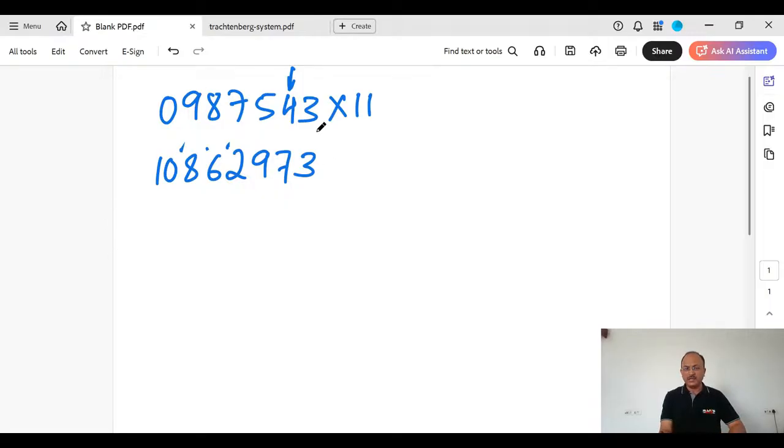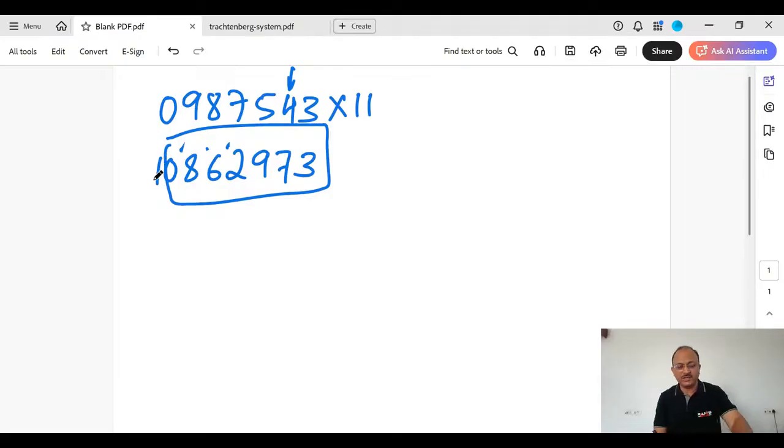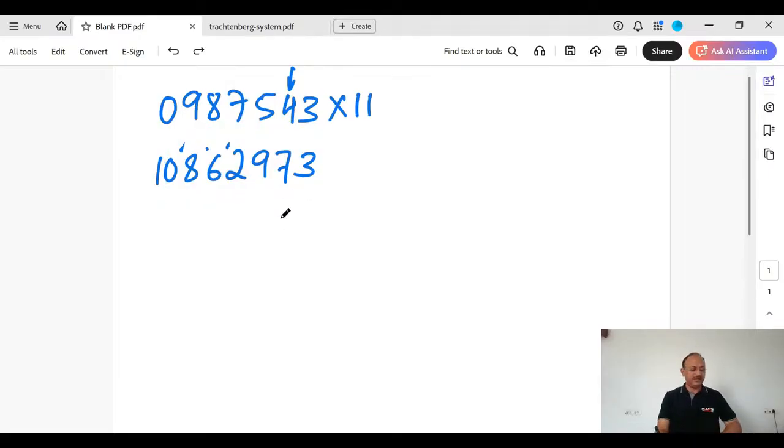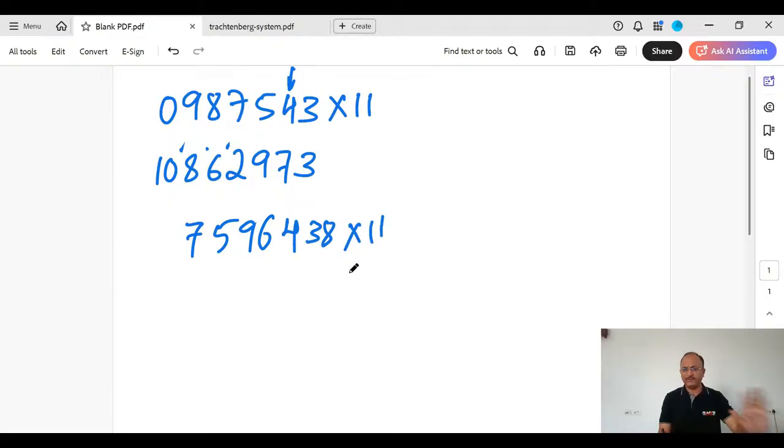Most of the cases we will get one digit extra in the answer. If there are 6 digits, it will become 7. But only in some cases, wherever there is a 9, there is a chance of getting one digit extra. I hope you are very clear with this. Before we go for practicing, I would like to explain one little bigger number. 75,96,438 into 11. I will do it very quickly.